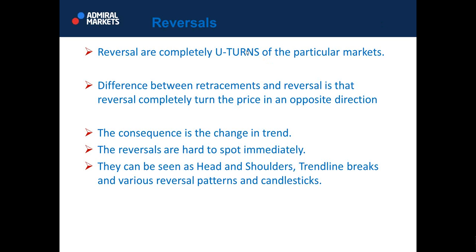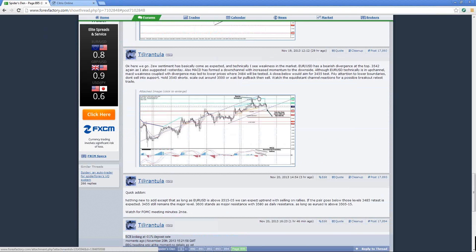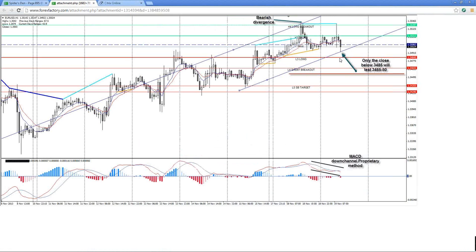Reversals can happen in any market. It doesn't matter if you trade gold, silver, indices, stocks, or forex pairs. They happen all the time. Why do they happen? Because of profit taking and because of fundamental shifts, fundamental news. What happened to euro, I already showed you. Today, it has broken this channel, and we call it a reversal.